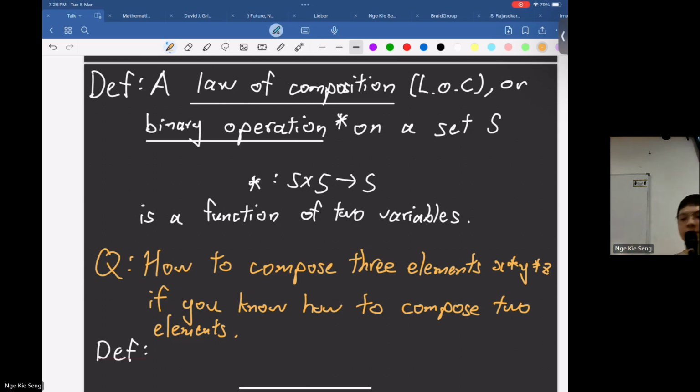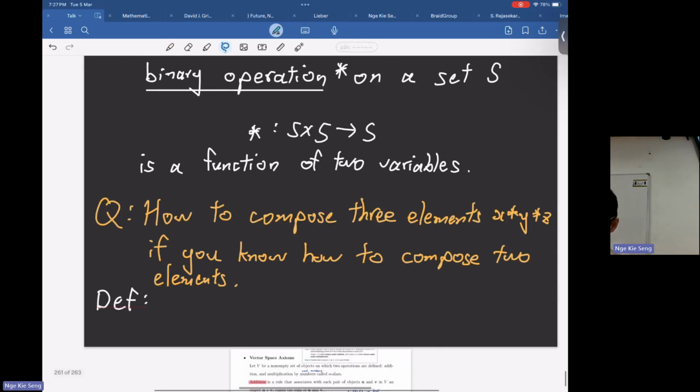Idea? Yeah? Okay. So you mean maybe we combine X and Y first, and then we combine Z. Right. Yes. Okay. So this is one way. But there's another way to do it. You can combine Y and Z first, and then combine with X. Does that make sense? So there are two ways you can do it, right?